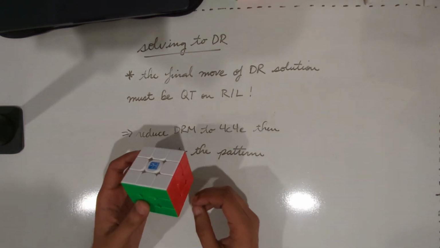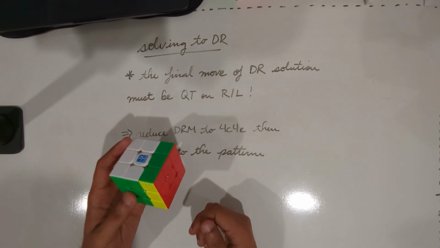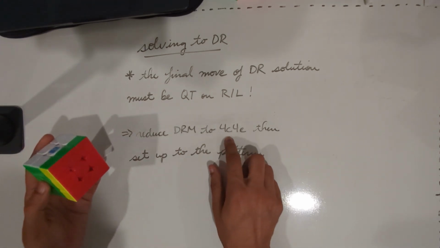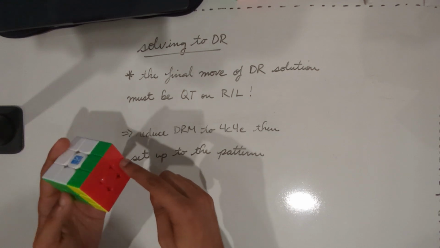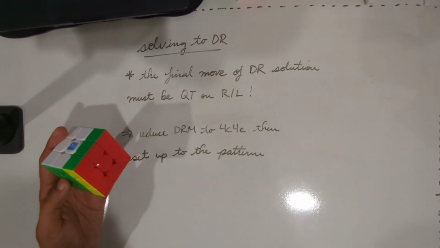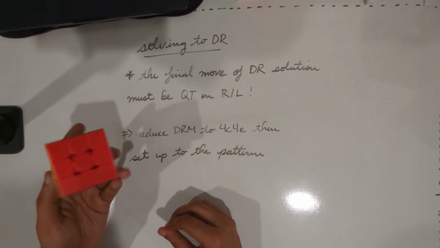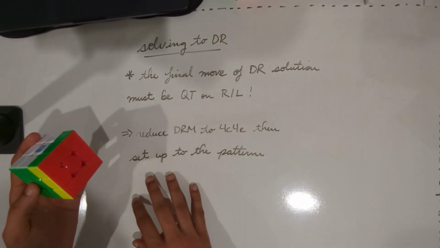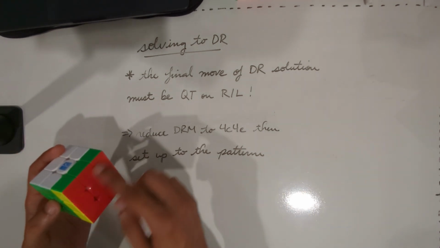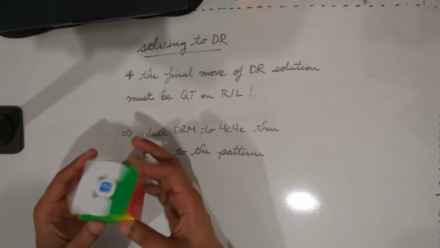Let's take a look at what that looks like. So if we look at what DRM this is, we see that this is 4C, 4E. 1, 2, 3, 4. 1, 2 bad edges in the E layer, which means that there are 2 E layer edges that are not solved. So if we get 4C, 4E, then we just need to set everything up to this exact pattern. It doesn't really matter how we do that.